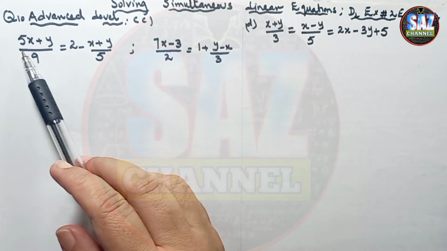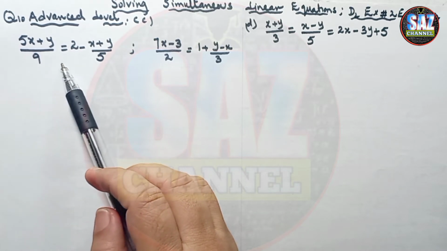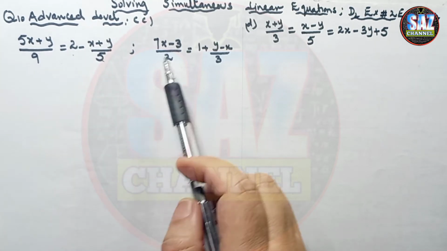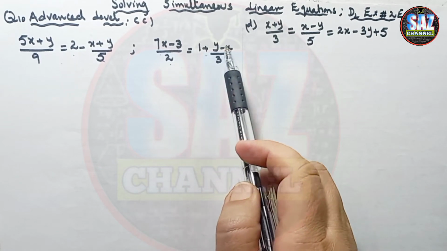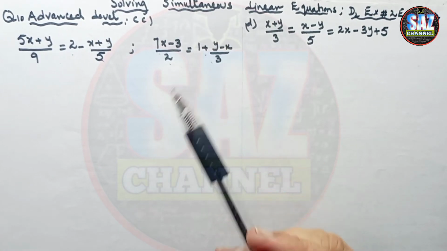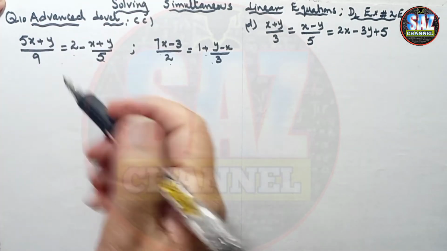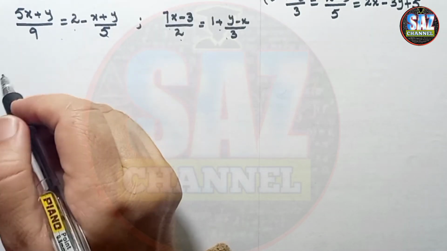The C part. The first equation is (5x + y)/9 = 2 - (x + y)/5. And the second equation is (7x - 3)/2 = 1 + (y - x)/3. Let's move to the solution. We can see that the question contains fractions, so we have to remove these fractions by taking the LCM. It's better to bring the like terms on the same side.